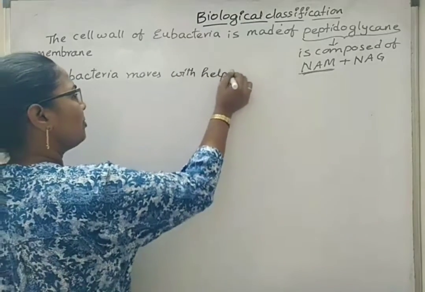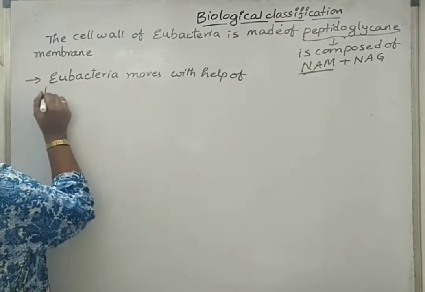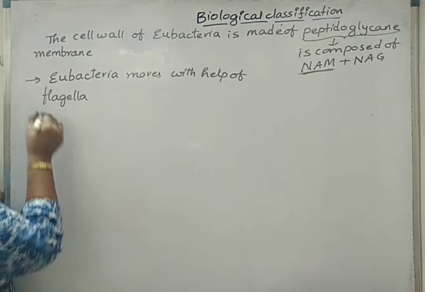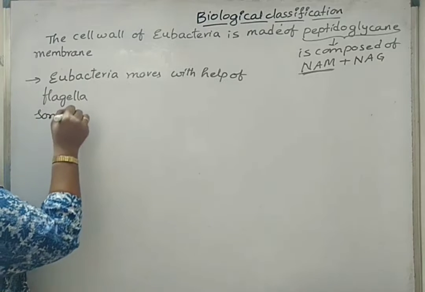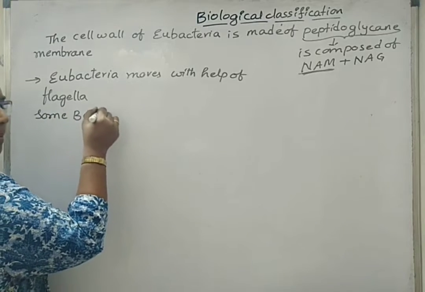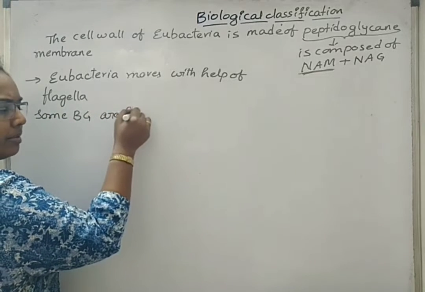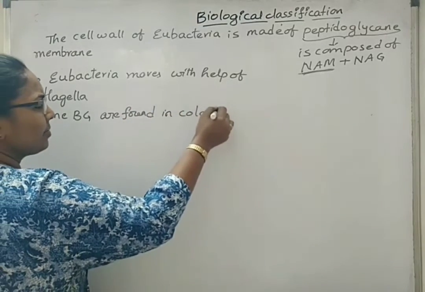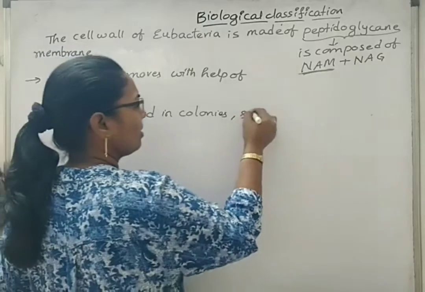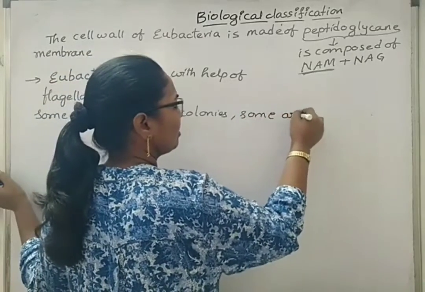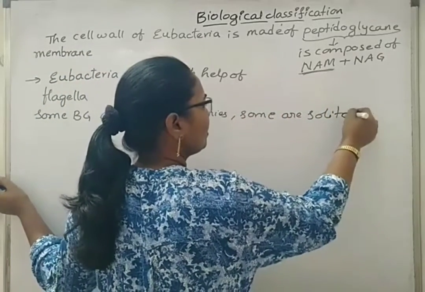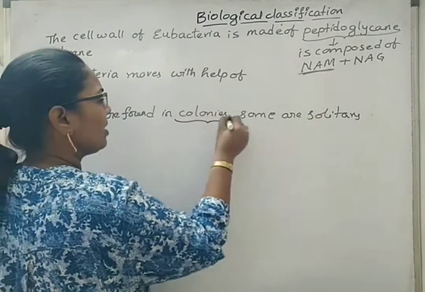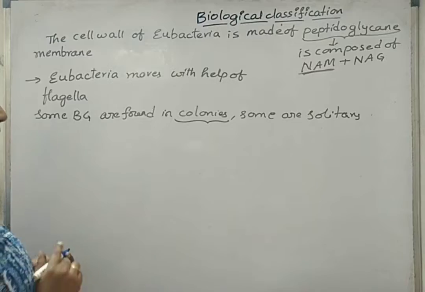Eubacteria move with the help of flagella. Some blue-green algae are found in colonies. Some are solitary, in the sense single. Here we have seen cyanobacteria as the best example.